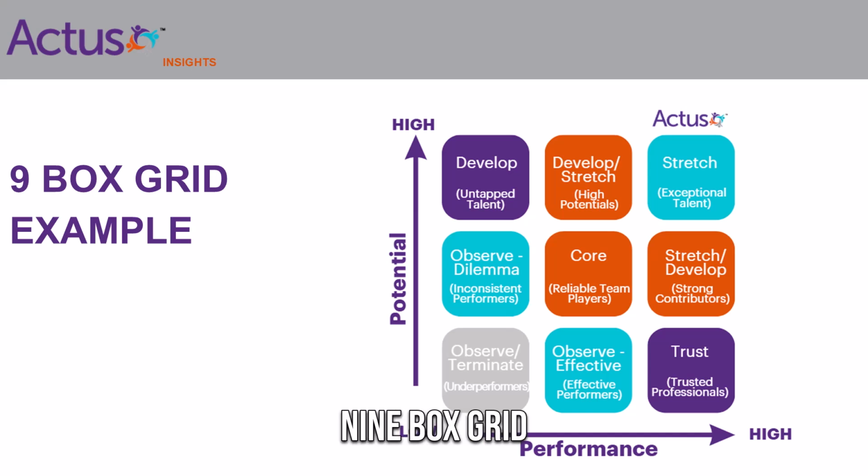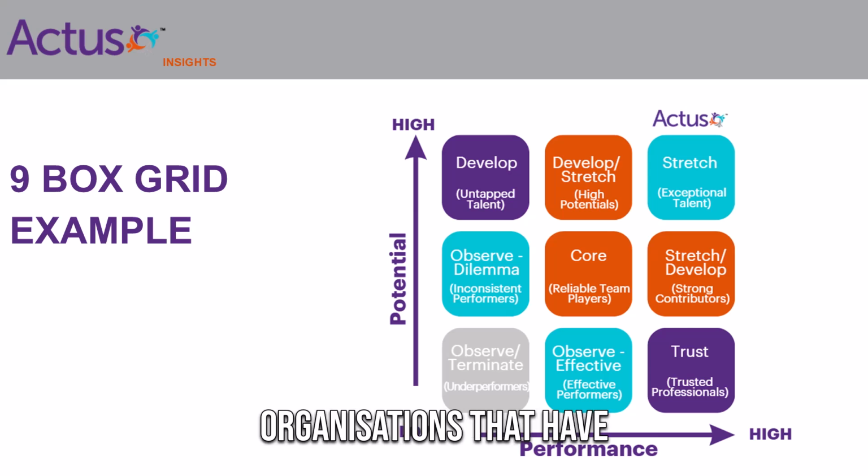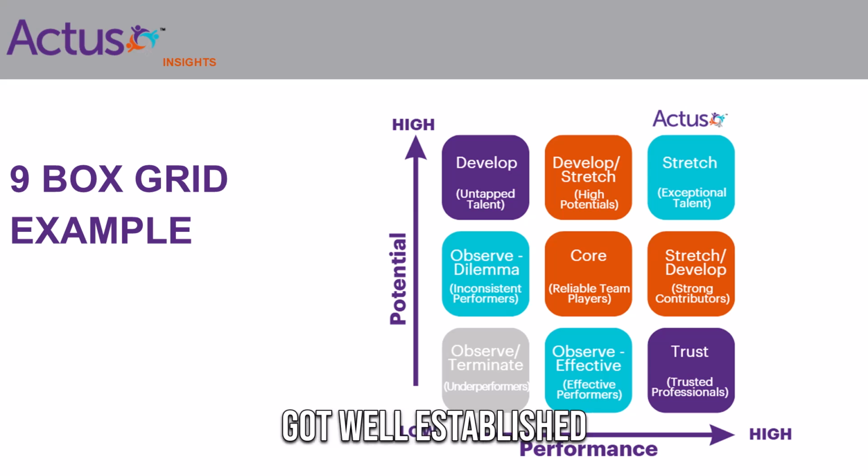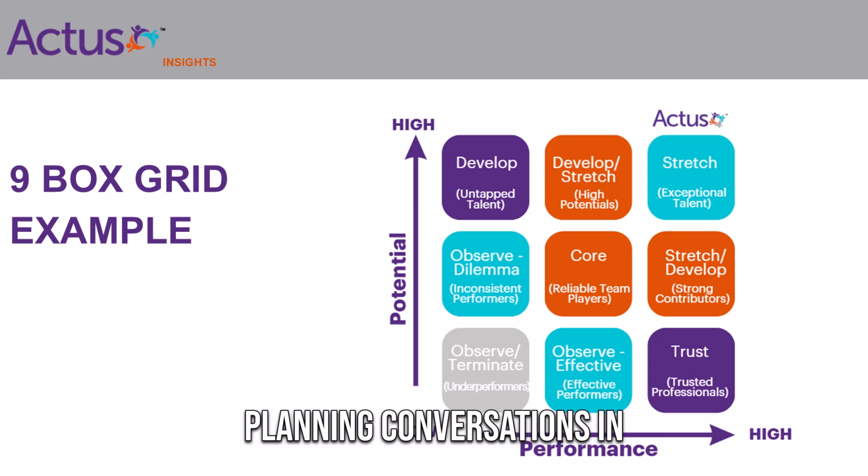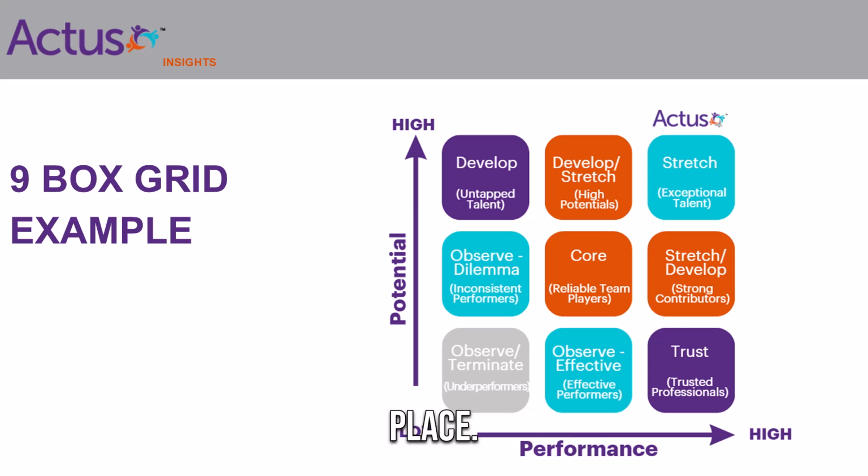Let's take a look at this 9-box grid example. So you can see on the y-axis, we've got the potential, and along the x-axis, people's performance. So as you can see here, an organisation that uses a process like this has probably got to have some form of rating system. It's probably better designed for larger organisations that have got well-established ratings and succession planning conversations in place.